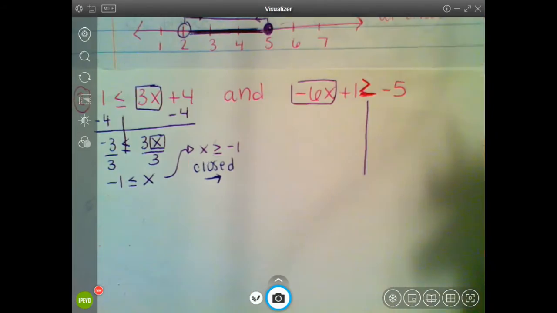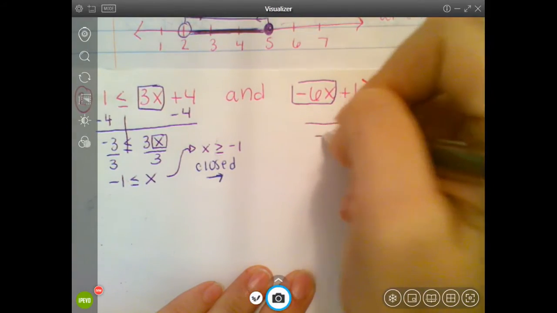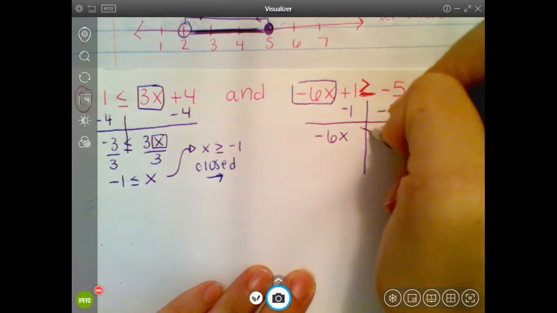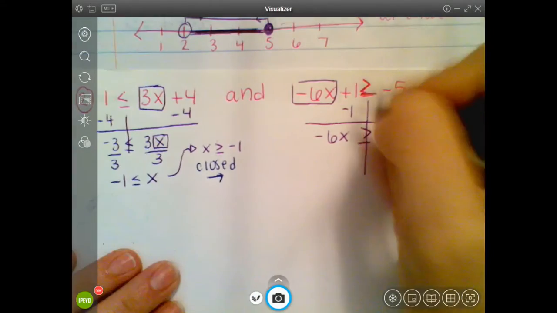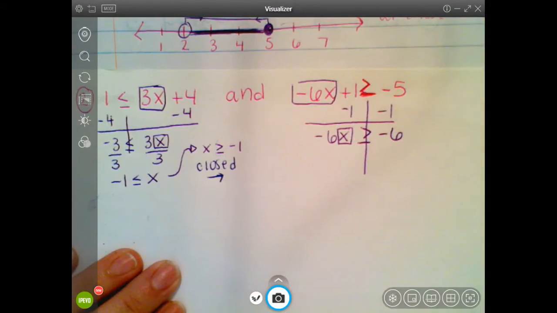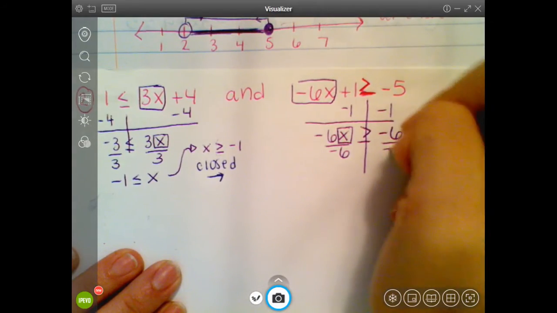So it's plus 1, so I'm going to subtract 1 from both sides. I'm going to get negative 6x greater than or equal to negative 6. Right, I'm going to box my variable again. And I need to get rid of the negative 6. It's multiplication, so I have to divide by negative 6, divide by negative 6.